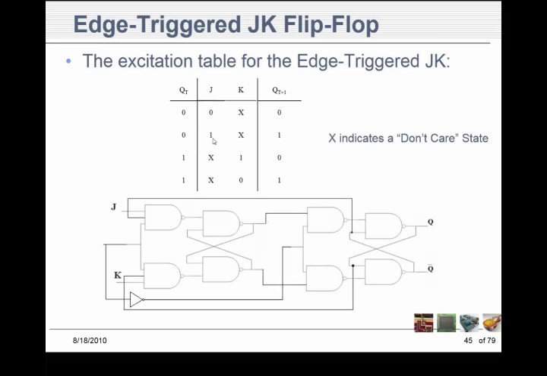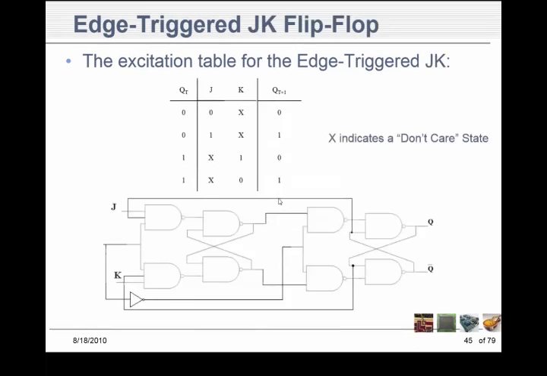Here, if we put a 1 on J, it sets it. It doesn't matter what K is. Now, when we've got a 1 currently at the output, it doesn't matter what appears on J. If K is a 1, it resets it. If K is a 0, it sets it.